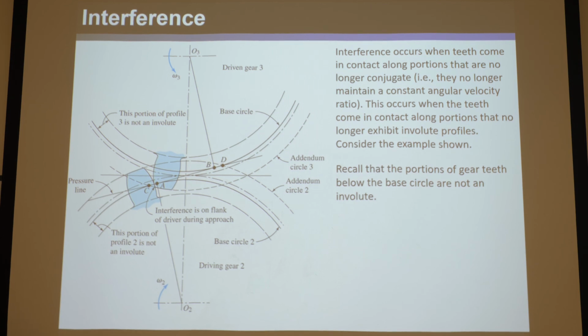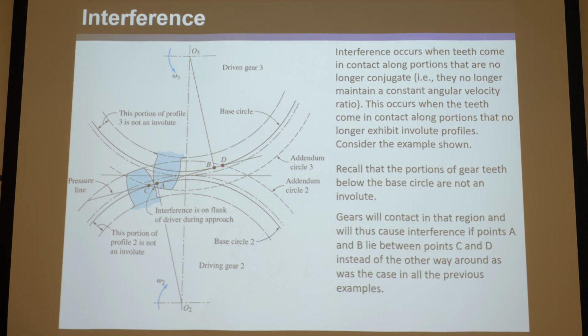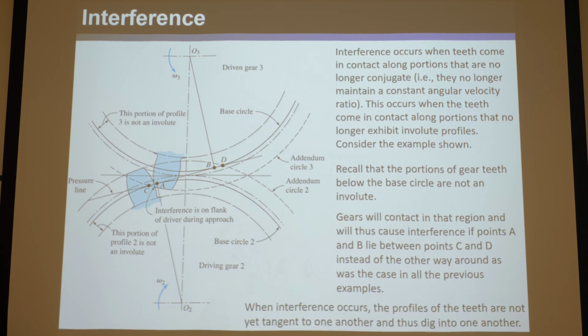And here's what I'm saying: recall the portion of gear teeth below the base circle is not involute. So if it first touches at C and that's outside of A, that whole time from C to A, it's going to be rubbing, and likewise from B to D. Gears will contact in that region and will thus cause interference if points A and B lie between C and D instead of the other way around, as was the case in all the previous examples. When interference occurs, the profiles of the teeth are not yet tangent to one another and thus dig into one another, and it's bad news.